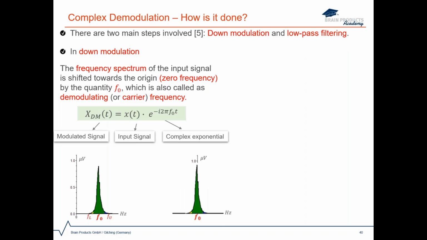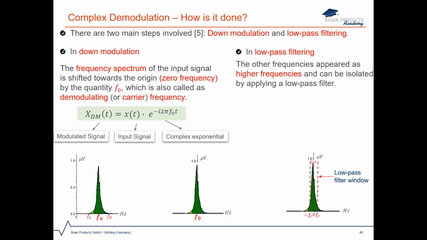The frequency shift in the frequency domain is actually equivalent to multiplying the signal by a complex exponential at the carrier frequency in the time domain. So the complex has nothing to do with complexity. It is merely a reference to the use of complex exponentials, which makes the mathematical descriptions more concise. Due to the shift, the frequency of interest, that is the carrier frequency component, is now located at the origin, which is the zero frequency.